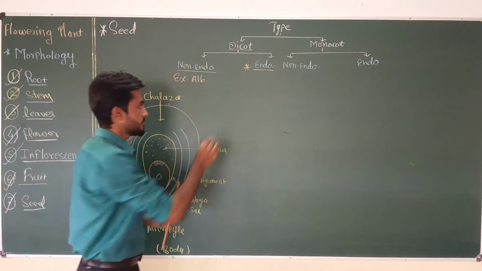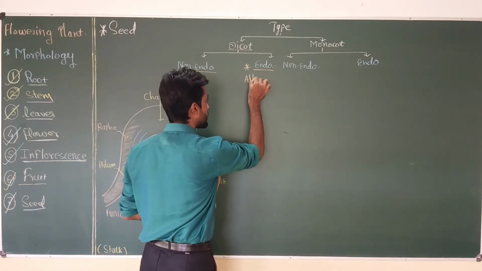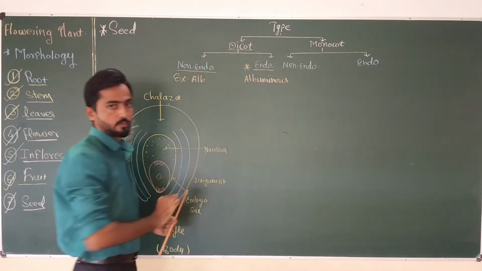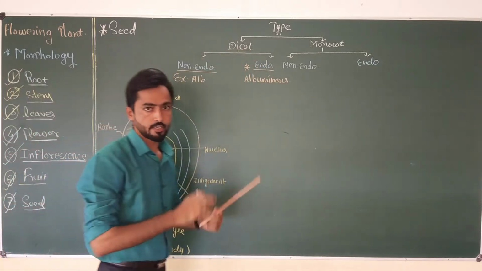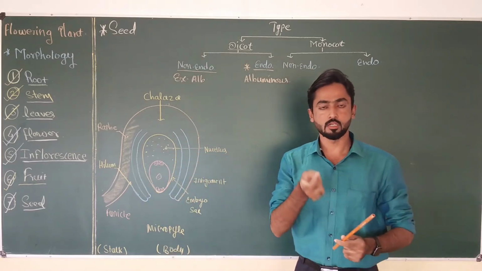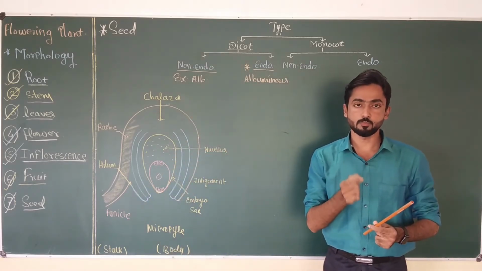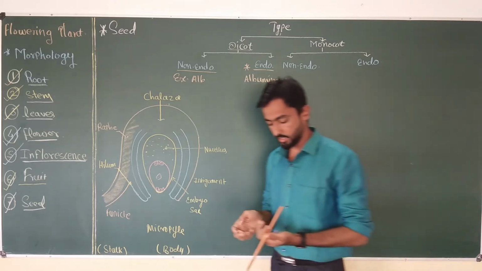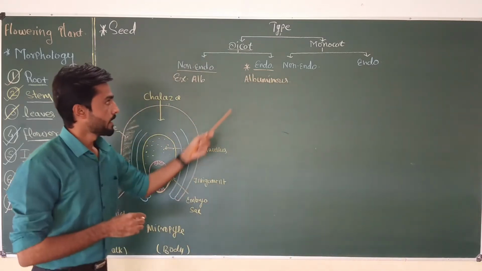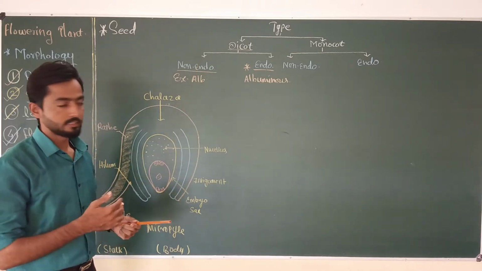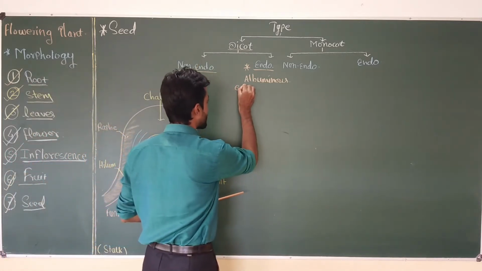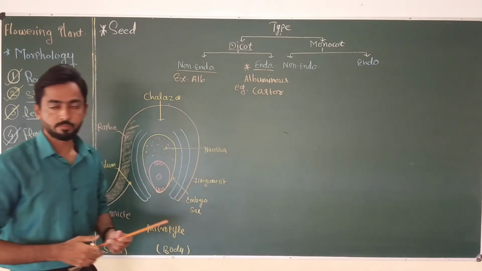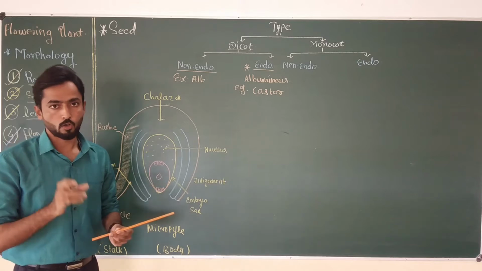It is also called albuminous dicot seed. Okay, this is the type of seed in which, along with the two cotyledons, endosperm is also present in the seed as a nutritive tissue, and a well-known example of endospermic dicot seed is castor. Another example of this type of seed is coffee or cotton.